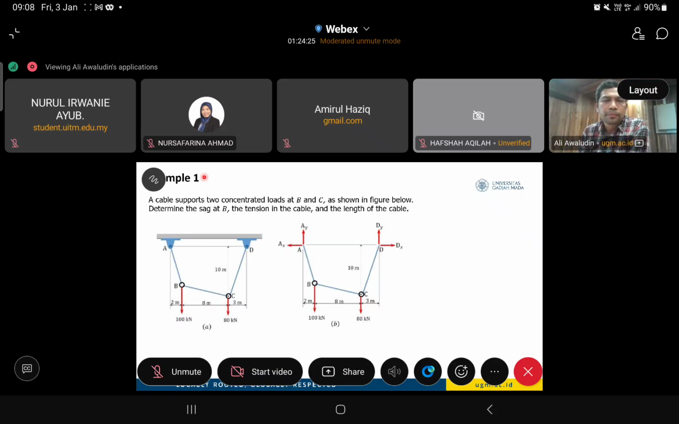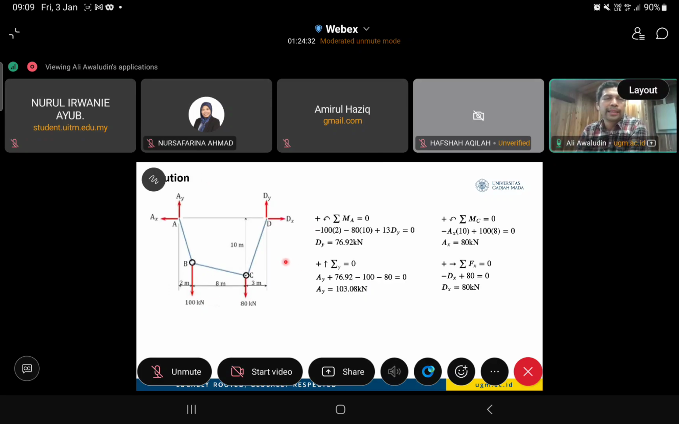Okay. So we can apply the first equilibrium equation. Let's see, sigma moment at A equal to 0, because here we have only cable and hinge, no moments tolerable in the system. So the total moment at A should be equal to 0. Then we finally come to understanding that DY equals 76 kilonewton something.